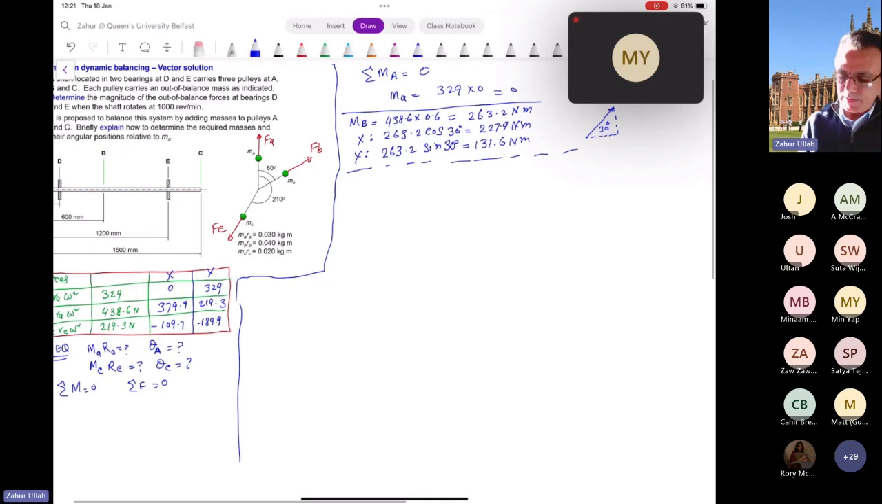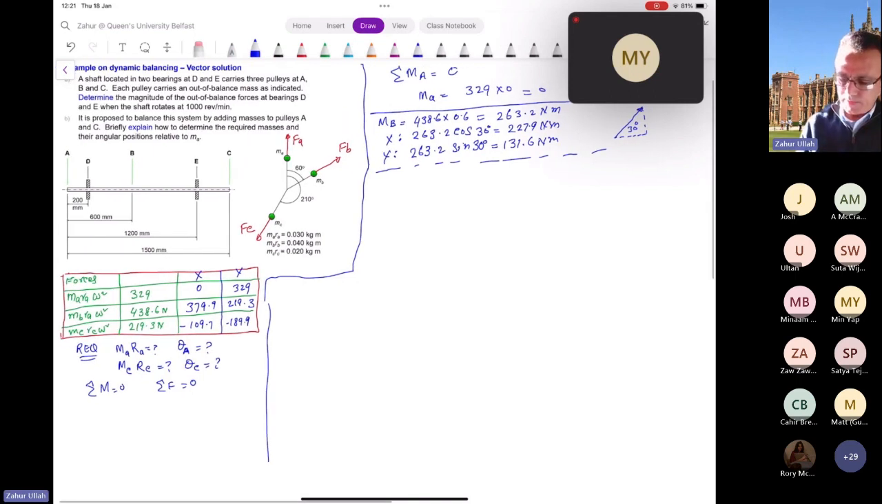Okay, so after this, now we can calculate the moment of force at C. The original mass, which was the force, 219.3, you multiply this with the distance, which in this case is 1.5, and then this will give you the moment, which is obviously 329.3 Newton meter. And if you draw this moment, it will be in the direction of the force, which will be in this direction.